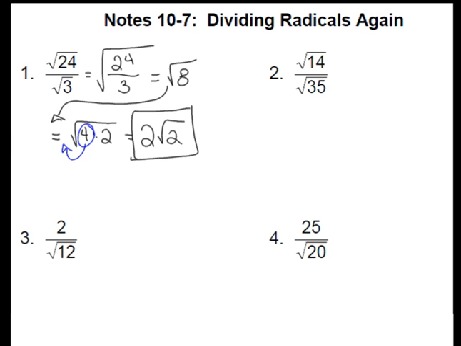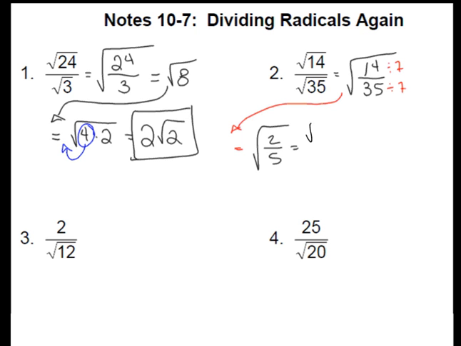Looking at number 2. With number 2 here, I'm going to go ahead and rewrite this one as a single radical with 14 over 35, because I can reduce this fraction before I worry about simplifying my radical. I can take a 7 out of both of these. I can divide the top and bottom both by 7. It's 2 over 5, square root of 2 over 5.